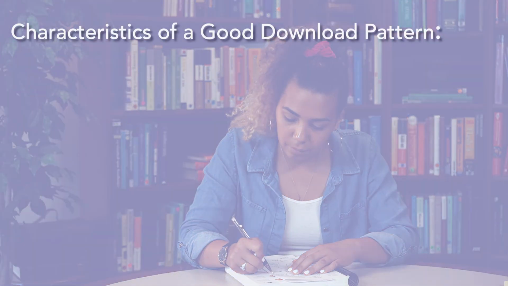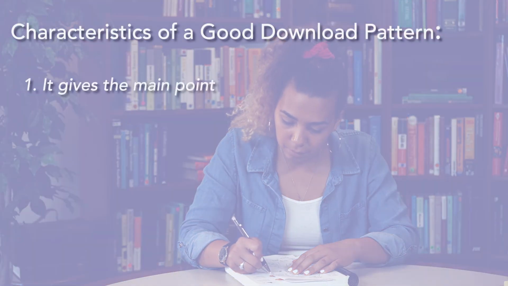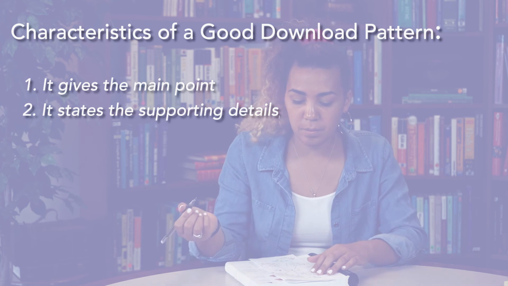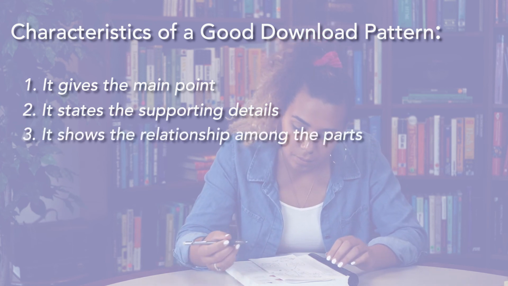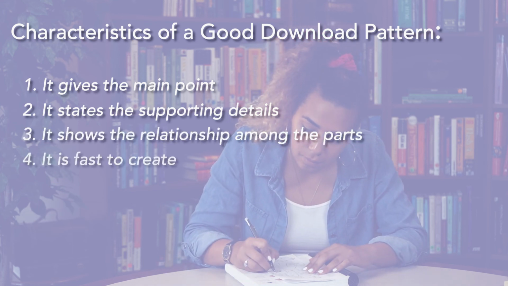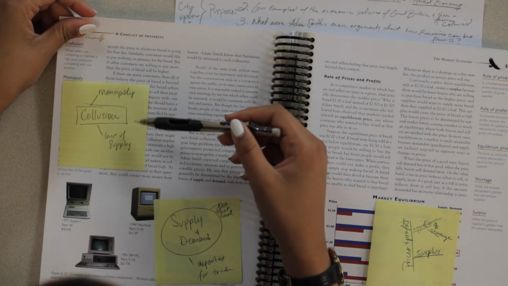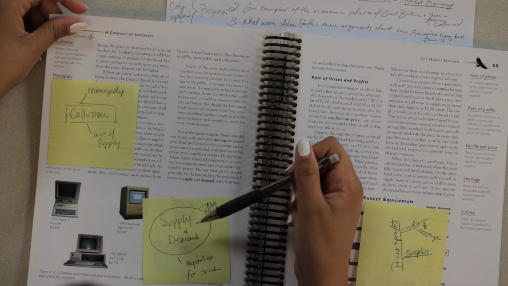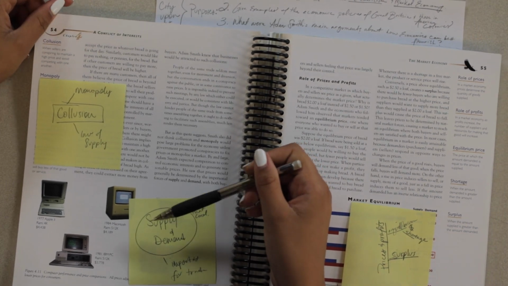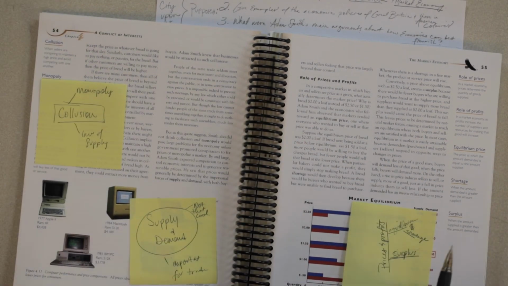You've learned 5 download patterns, but you can also make up your own. A download pattern should have 4 characteristics. It gives the main point. It states the supporting details. It shows the relationship among the parts, and it is fast to create. Creating download patterns not only helps you learn information along the way, but it puts important information into your memory for long-term retention. You'll also have a great tool for reviewing the chapter later.